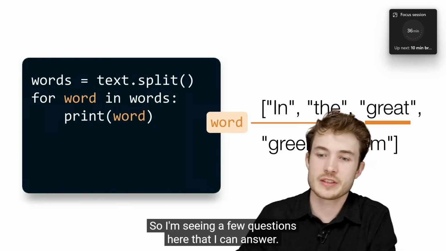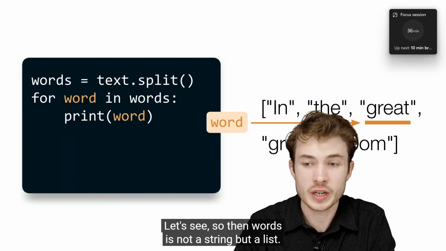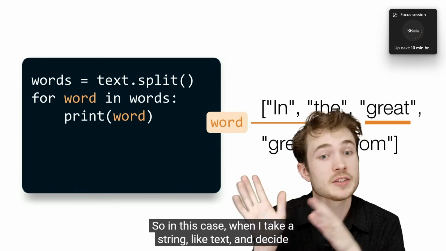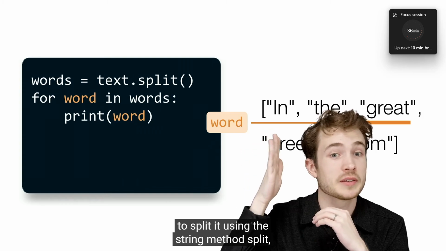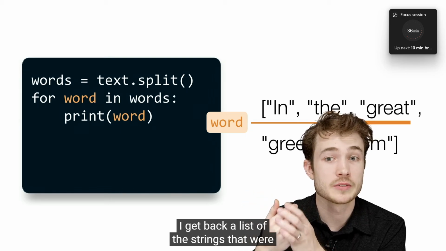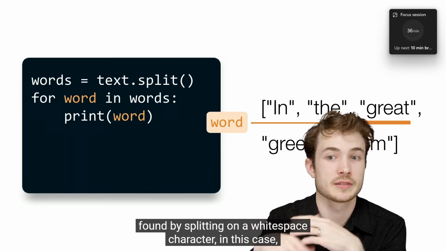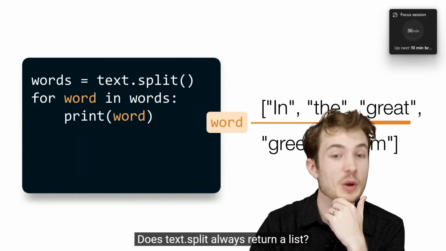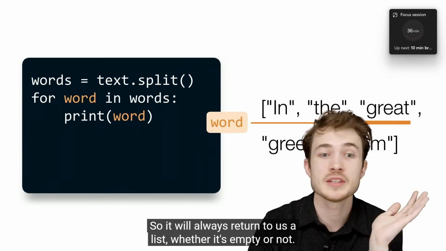I'm seeing a few questions here that I can answer. So then words is not a string, but a list. That is actually true. When I take a string like text and split it using the string method split, I get back a list of the strings that were found by splitting on a white space character, in this case the space itself. Does text.split always return a list? Yes, it does. It will always return a list, whether it's empty or not.